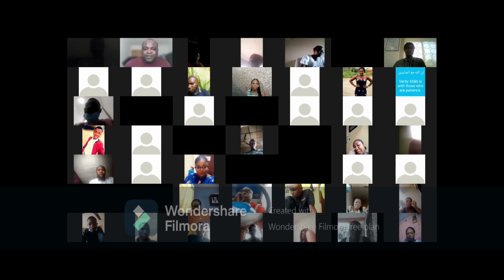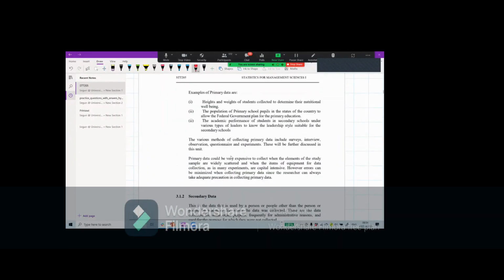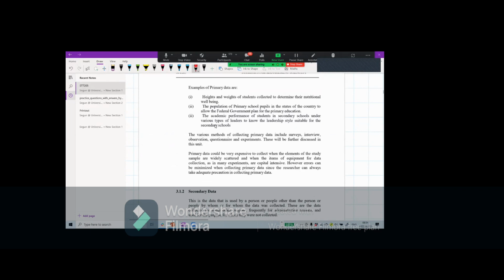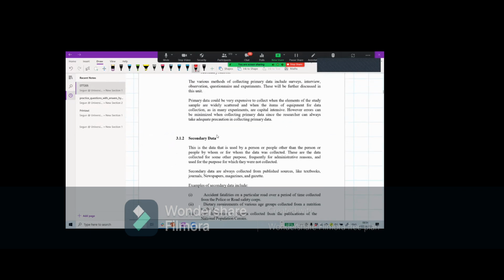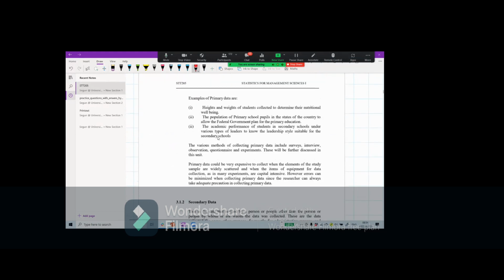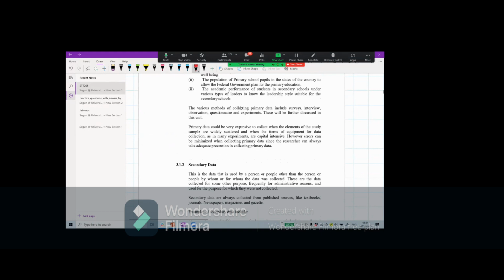Now, let me give us another one. Look at it, it's already there. But for the secondary data, they have advantage. Look at this. It said the various methods of collecting primary data include survey, interview, observation, questionnaire, and experiment.